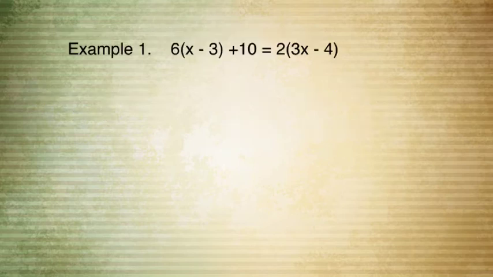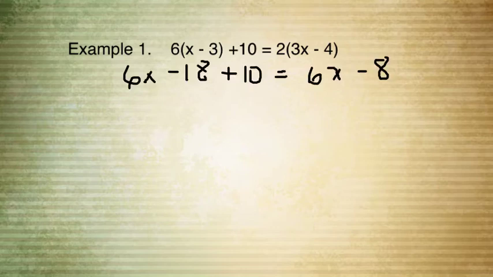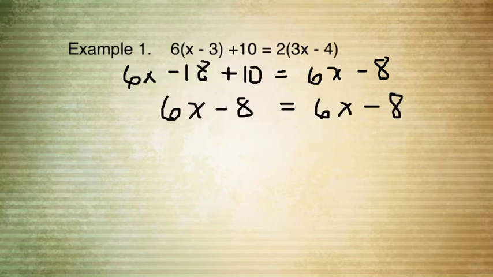Okay, so let's take a look at our example on here. First example, let's go ahead and work it out. When I use the distributive property and distribute and get rid of the parentheses, I'll get 6x minus 18 plus 10 equals 6x minus 8. Go ahead and follow along on your notes and write out each step as I'm doing it. If you notice in the next step, we get 6x minus 8 equals 6x minus 8. So if I subtract 6x from both sides, I'm going to get -8 equals -8.